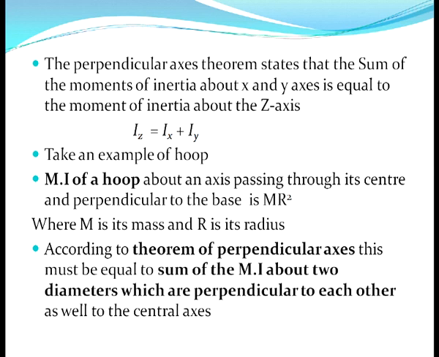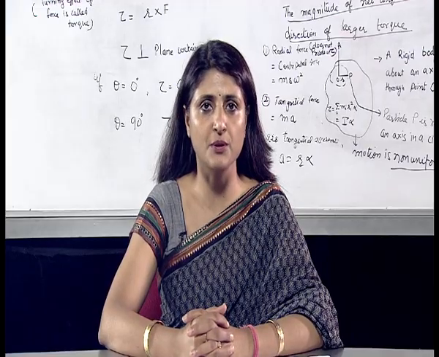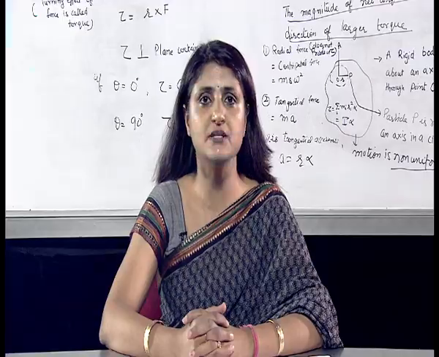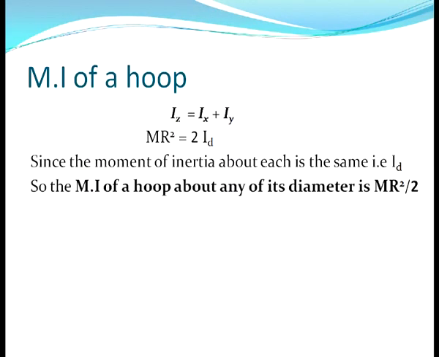According to the theorem of perpendicular axis, this must be equal to the sum of the moment of inertia about the two diameters which are perpendicular to each other as well as to the central axis. The moment of inertia of a hoop is given by Iz = Ix + Iy. Iz is given by MR², while Ix is equal to Iy, which is given by 2Id. Since the moment of inertia about each diameter is the same, that is Id, the moment of inertia of a hoop about any of its diameters is given by MR²/2.